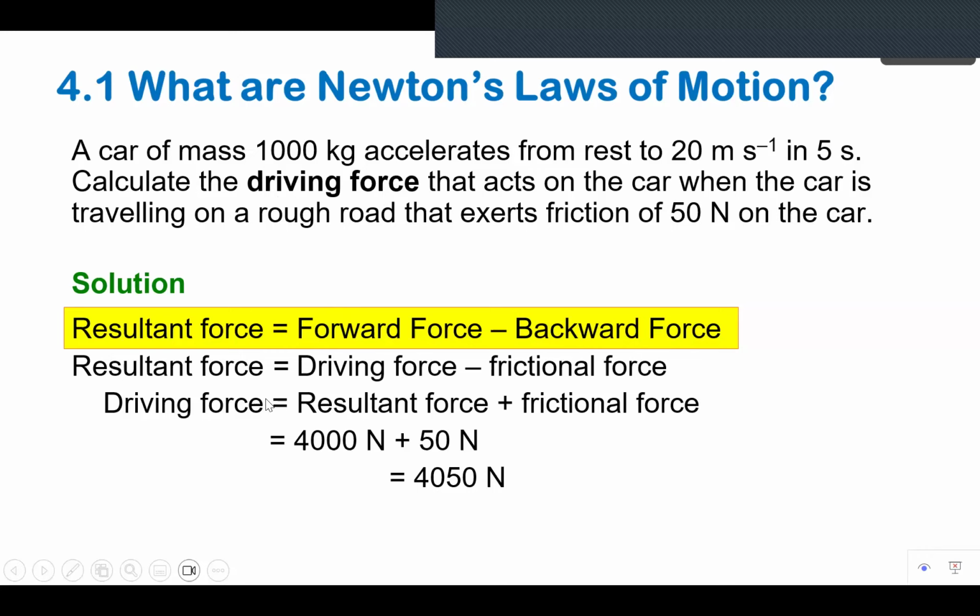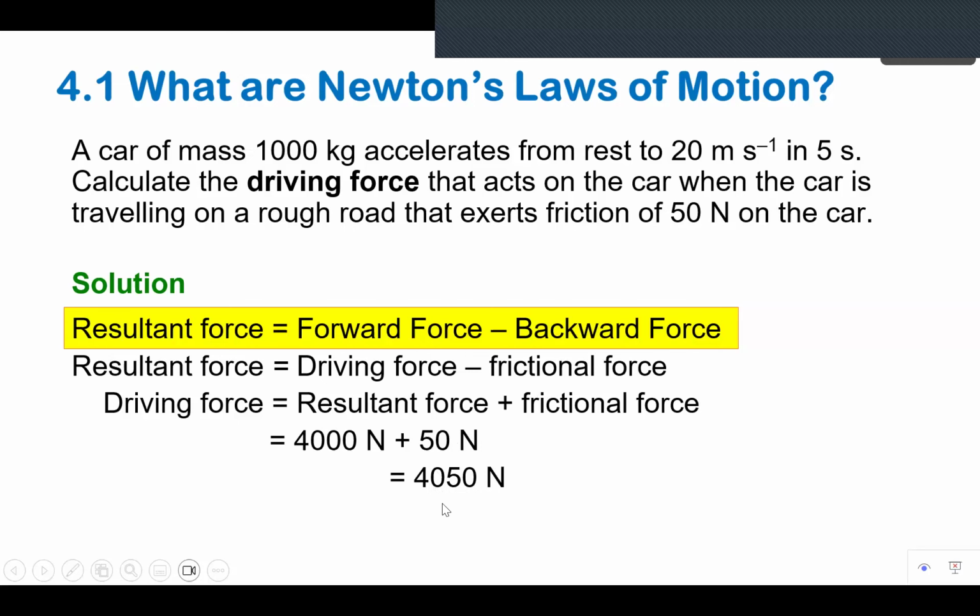So I will rearrange this equation. Driving force will be equal to the resultant force plus frictional force. I bring this frictional force over, plus frictional force. So my resultant force, from previously, I calculated 4000, plus there is a frictional force of 50. So my driving force is actually 4050 newtons.